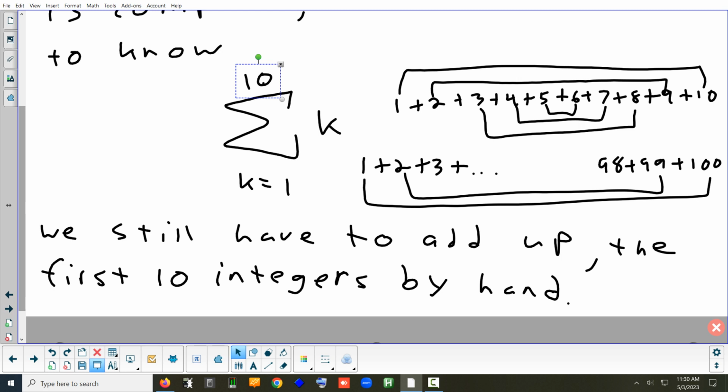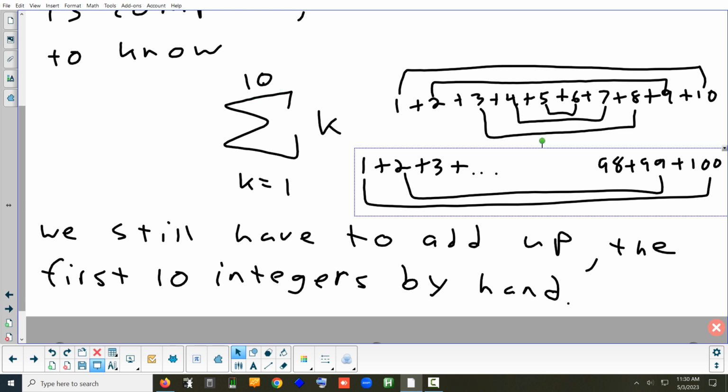Would you just define how many pairs you have? Would you just divide your stop number by 2? Because you're going in pairs. Well, you divide how many terms you have by 2, because you might start at 8 and stop at 200, so then it wouldn't be 100 pairs in that case. And if you had an odd one left over, you just have to add that one in by hand at the end.